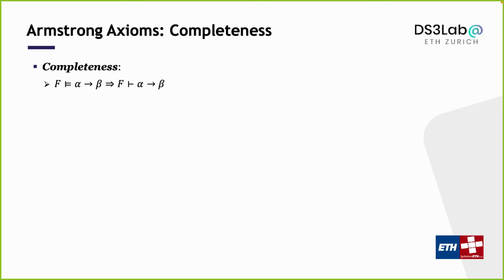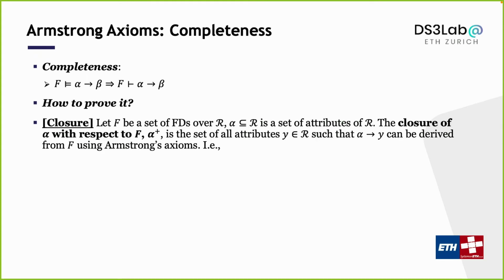So how should we think about this? How to prove it? Let's get back to the definition of closure. You have a set of functional dependencies F over R, and you have alpha as a set of attributes in R. We say the closure of alpha with respect to F is alpha plus. It's different from the closure of F that we defined. This is the closure of alpha with respect to F, the set of all attributes y such that alpha → y.